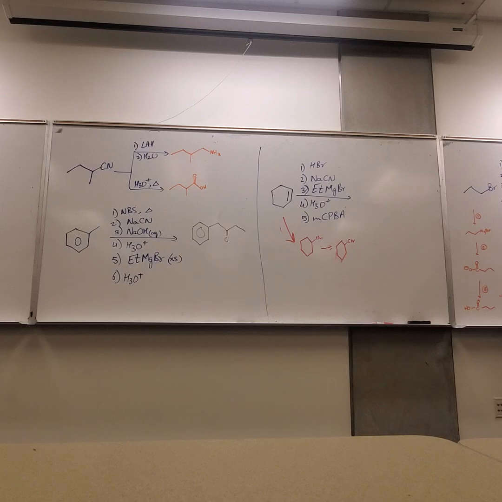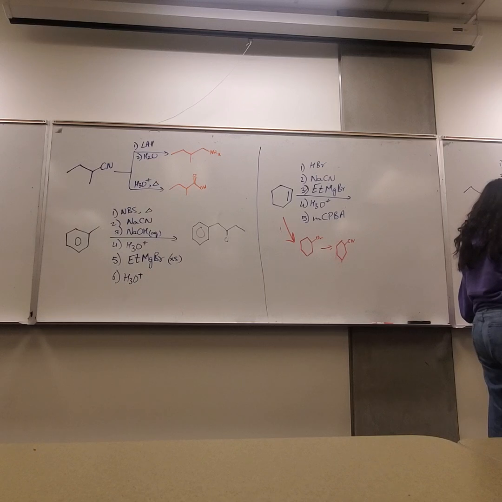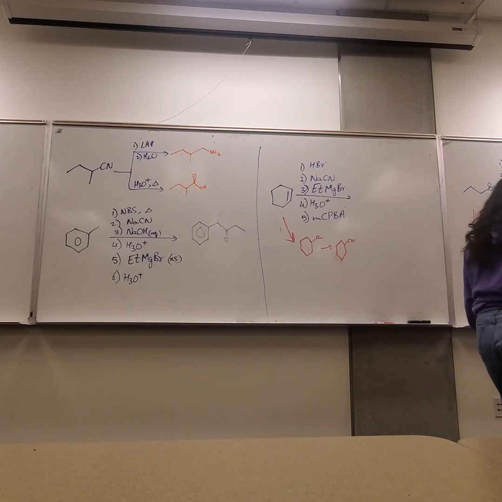What do you have, Camilla, after step 3? What's the product after step 3? So, carboxylic acid. What do carboxylic acids do with excess Grignard? What do you get? Anybody? This is a question for everybody. A ketone.